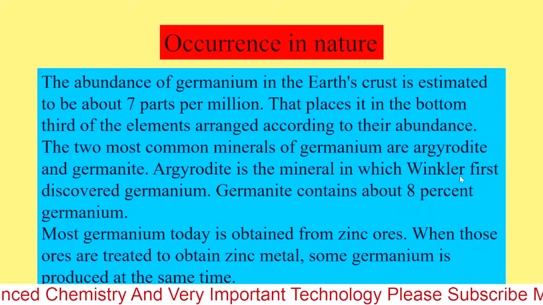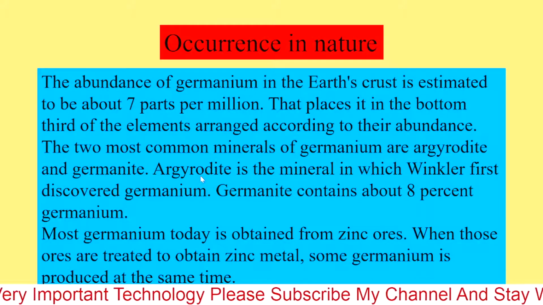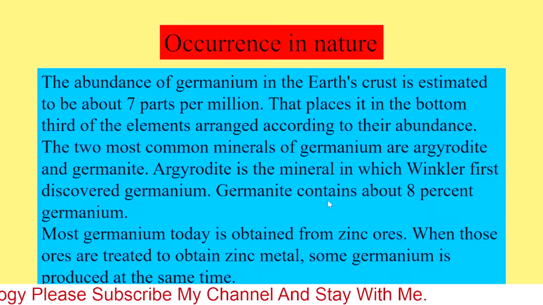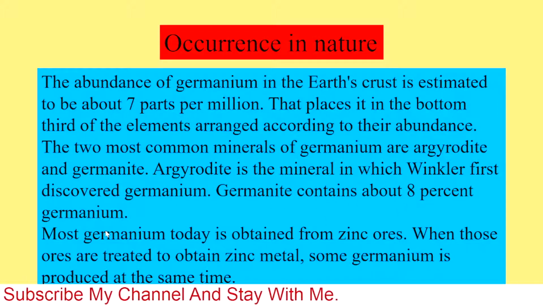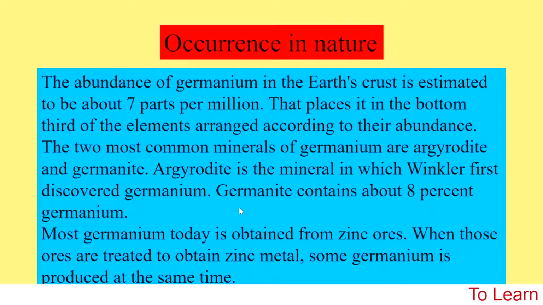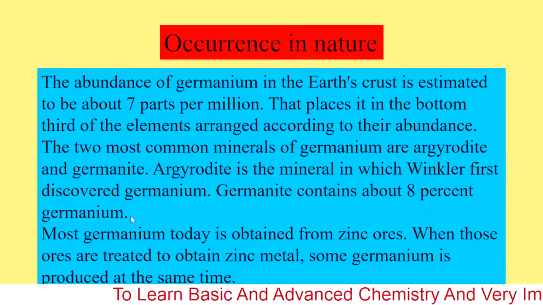He first discovered germanium in the argyrodite compound, but germanite contains about 8% of germanium. This compound, germanite, has a little bit higher percentage. So in the germanite compound, about 8% of germanium is there.